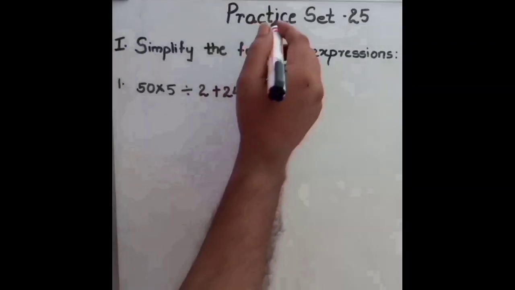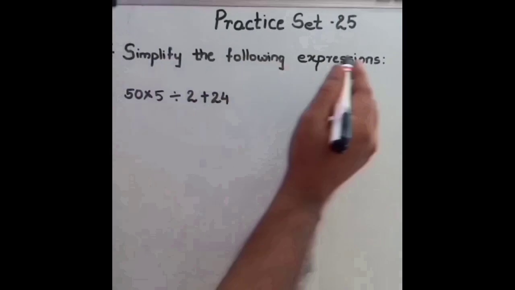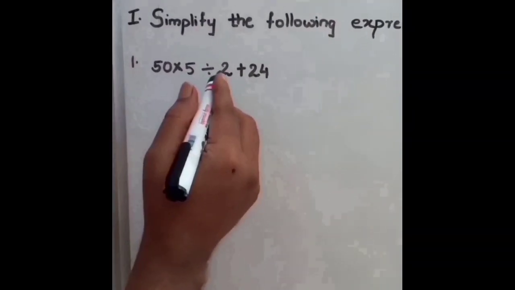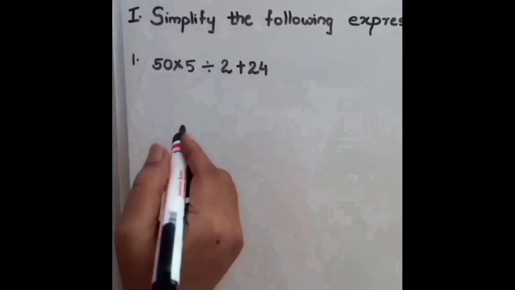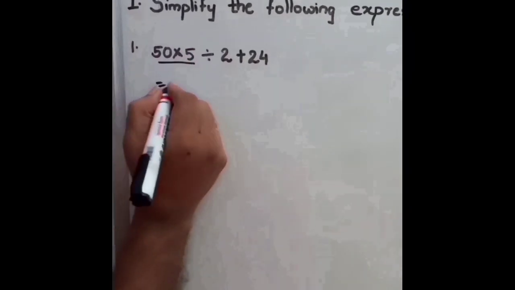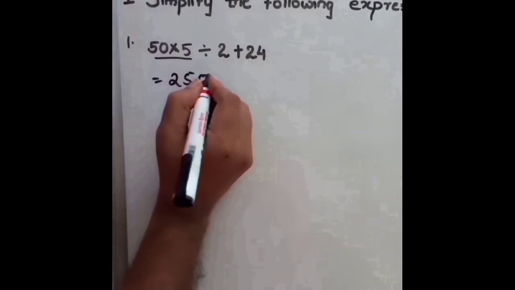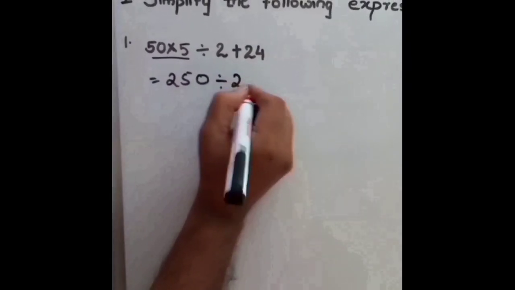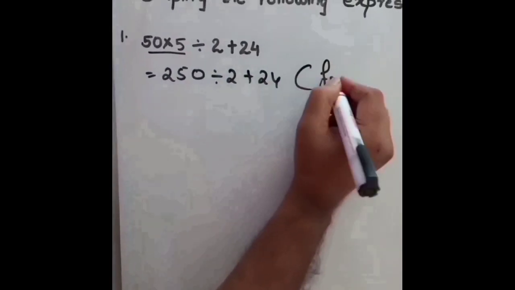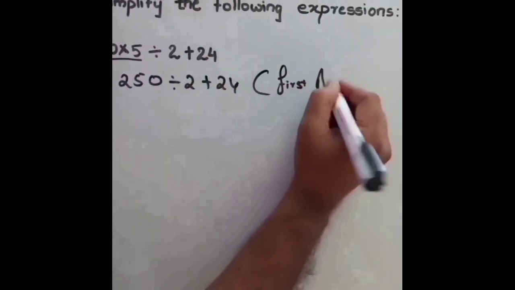Here we are going to solve practice set 25. Simplify the following expression. The first sum: 50 into 5 divided by 2 plus 24. Here first we will solve the multiplication part. So it will be 250 divided by 2 plus 24. First, multiplication.